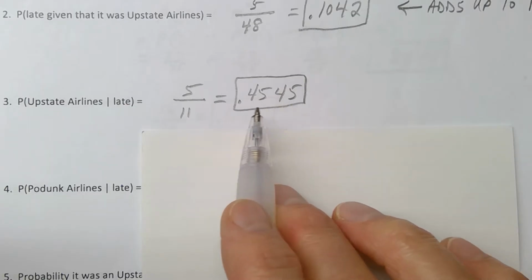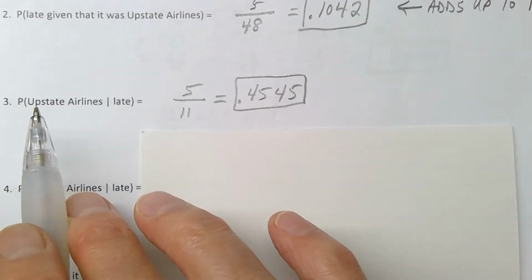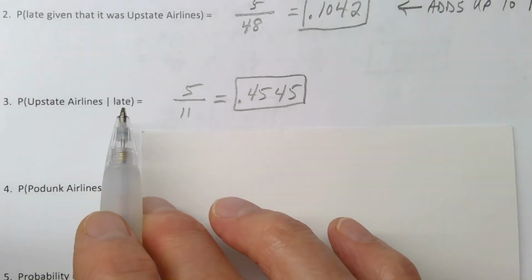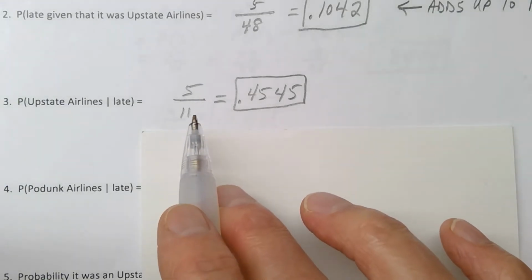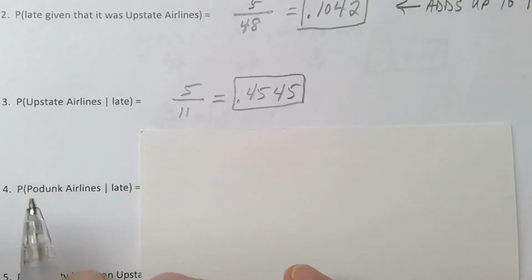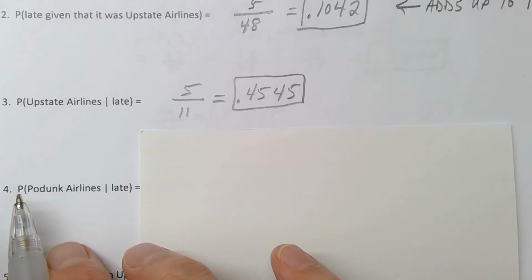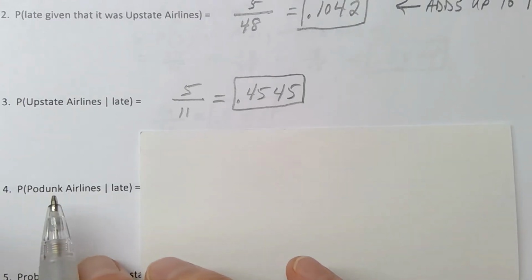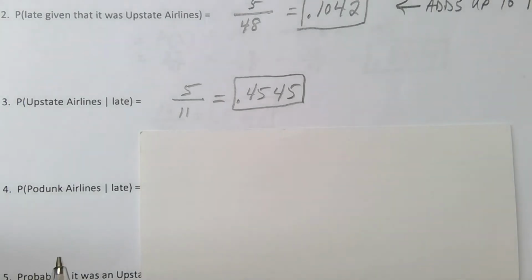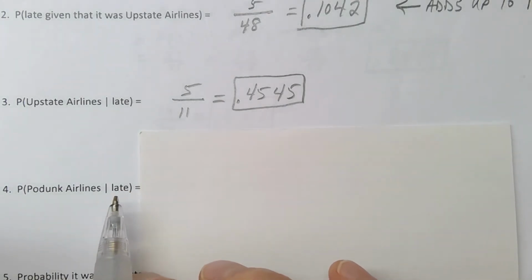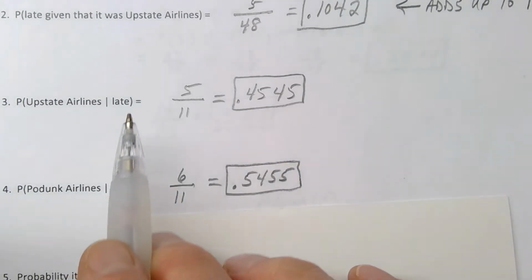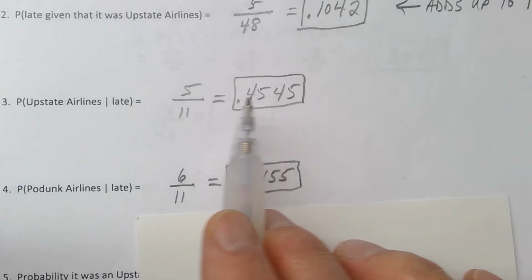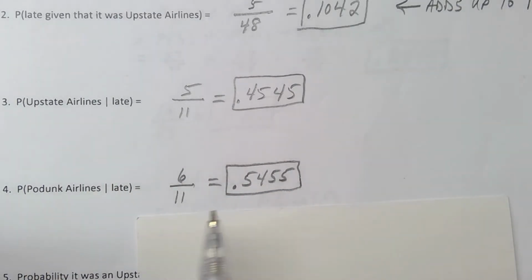which gives us 0.4545. So about a 45% probability that if you put all the late flights in a hat, the chance of pulling an Upstate Airlines flight out of the hat is 5 out of 11, or about 45%. What's the probability that out of all the late flights, you grab a Podunk Airlines flight out of the hat? Again, what's in the hat? Those 11 late flights. How many were Podunk Airlines? 6 out of 11. So if you just look at the late flights, there's a 45% chance it was Upstate Airlines, and a 55% chance it was Podunk Airlines.